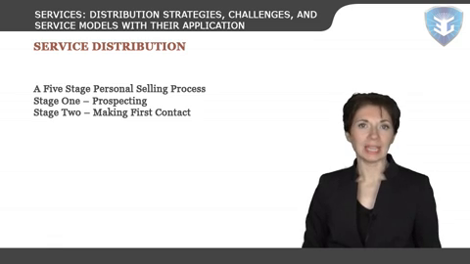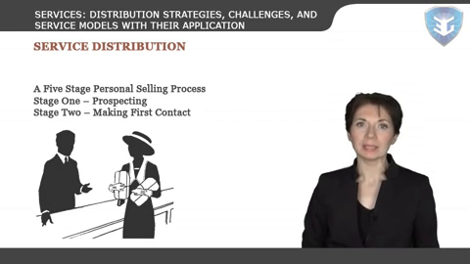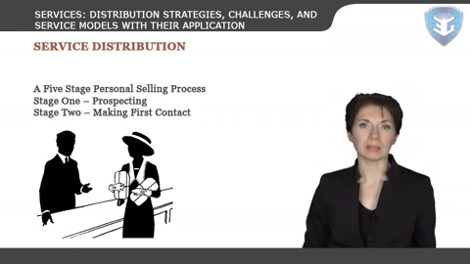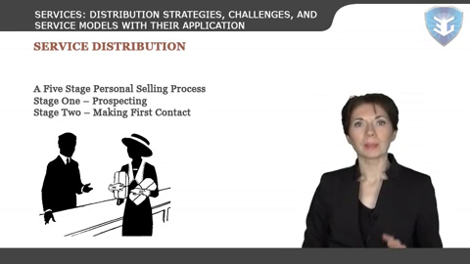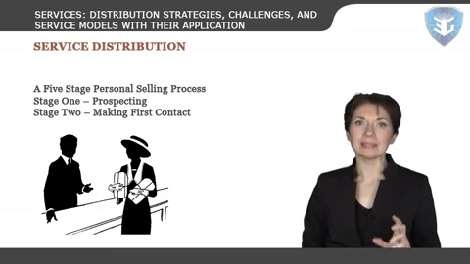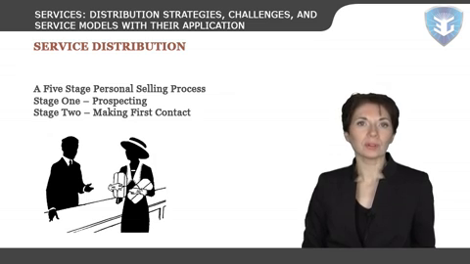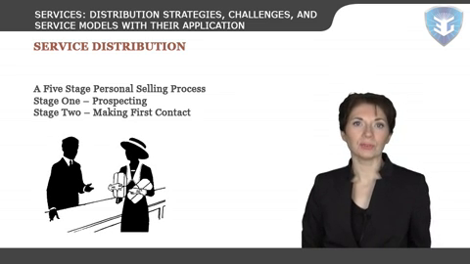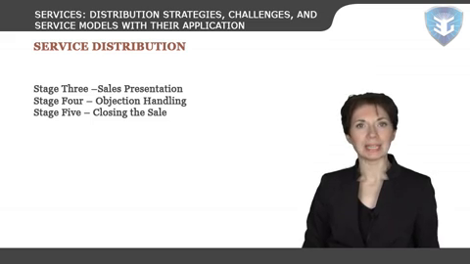A 5-stage personal selling process. Stage 1, prospecting. Prospecting is all about finding prospects or potential new customers. Stage 2, making first contact. This is the preparation that a salesperson goes through before they meet with the client, for example, via email, telephone, or letter. Stage 3, sales presentation.